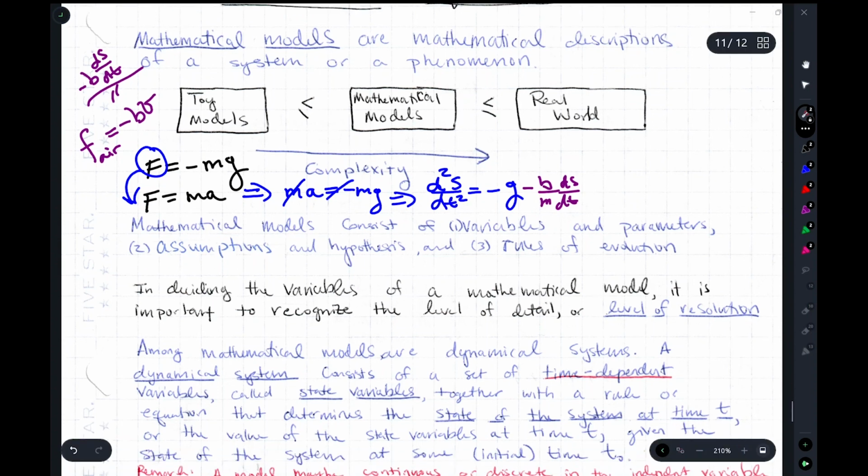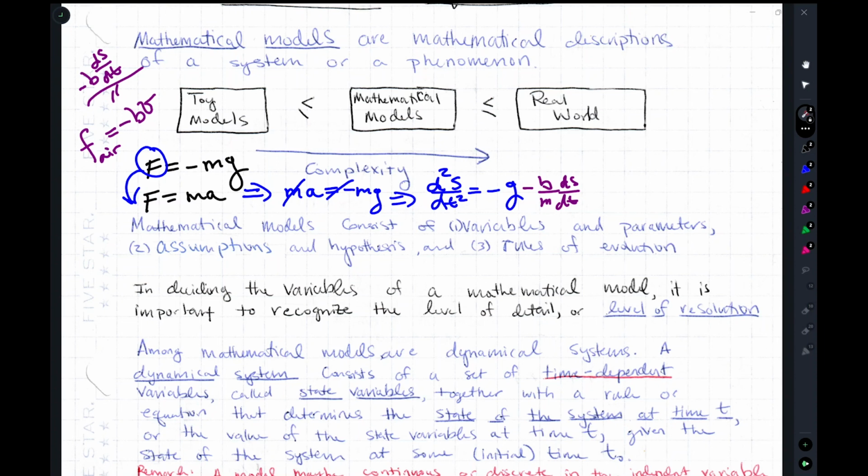And so that's the difference between variables and parameters. Parameters are generally seen as things that you fix in your model. Doesn't mean you can't see how your model will change as you vary parameters, but they're generally considered fixed. We also make assumptions and hypotheses. Okay, so for example, here we assume that the air resistance is proportional to the velocity. We could have also assumed that it's proportional to the velocity squared or velocity cubed or e to the v.